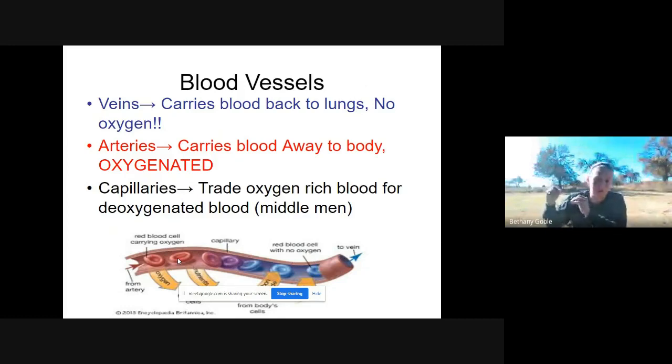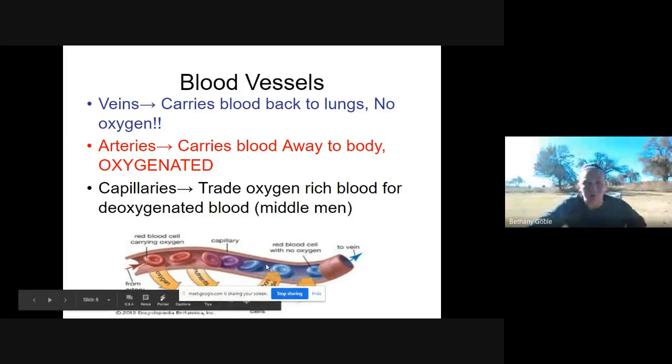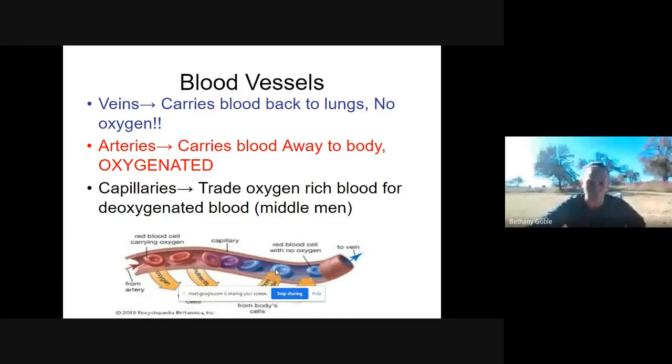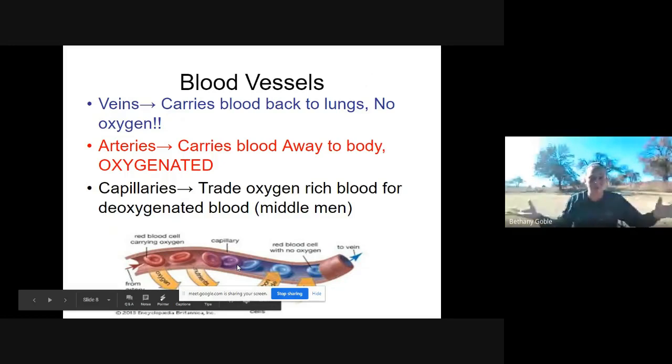Okay, and it says, okay, I got good oxygen. Veins, what you got for me? Well, then the capillaries will ask, hey, veins, what do you got for them? The vein says, hey, I got some blood boats, blood cells that don't have oxygen. They say, okay, let's make the swap. And the capillary is the guy that literally makes the swap.